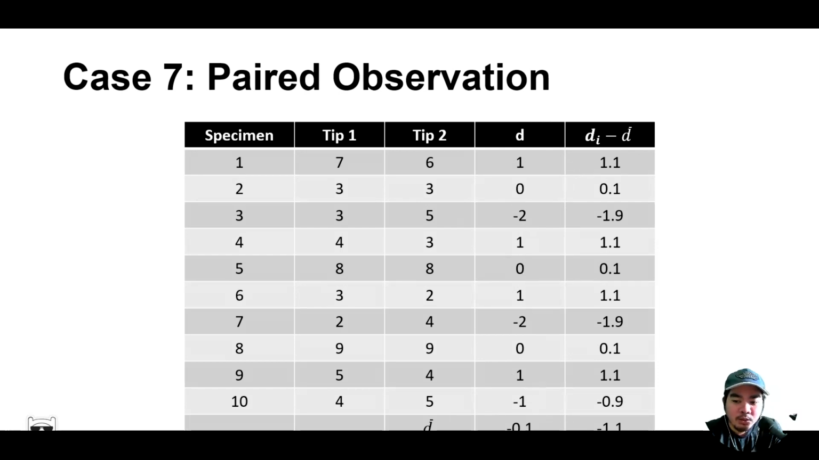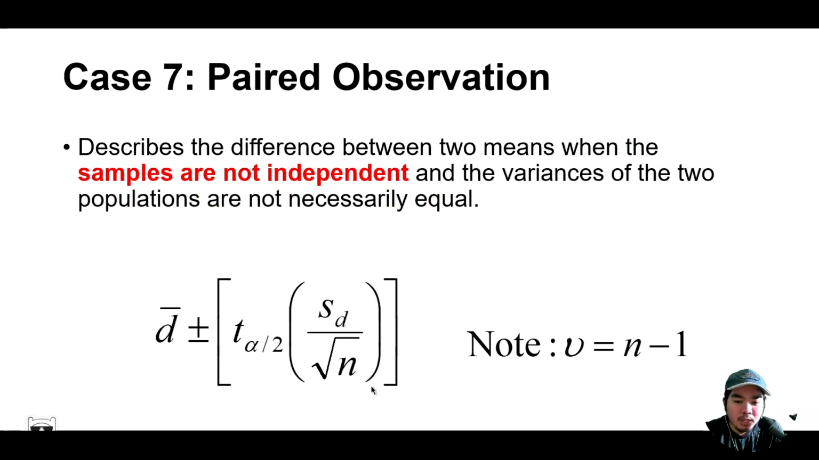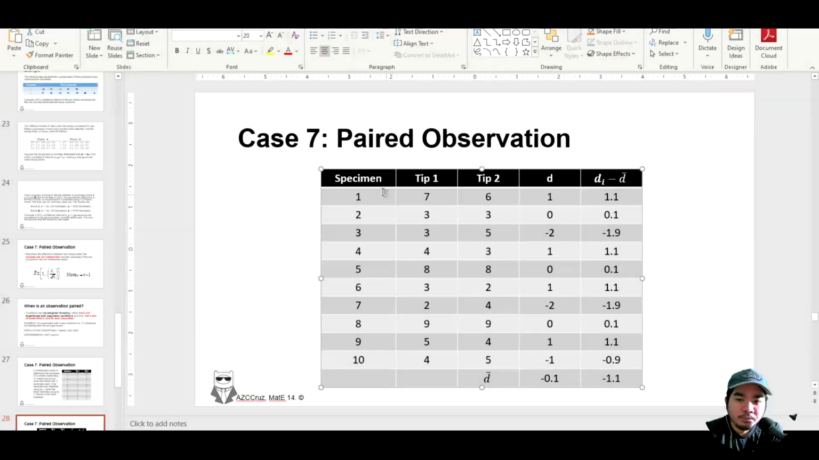Ito mga values na to is negative 0.1. So that's 1 minus negative 0.1. Tapos after nyan, kukunin mo yung average value niya. Okay? Tapos after nyan, i-plug in mo siya sa equation na to. Kukunin mo yung standard deviation of the d value. So let's just do both na lang para mas makita nyo.